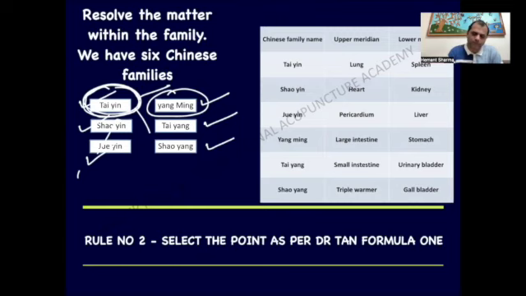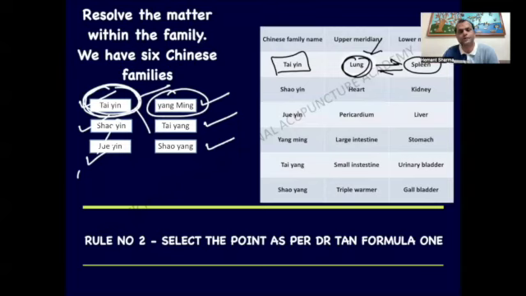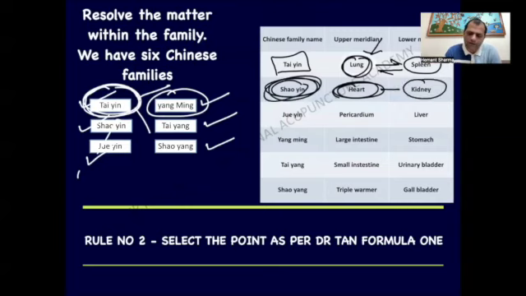So for example, someone is having a problem in the lung, right? Lung means Taiyin. We know lungs and spleen. So someone is suffering with a problem in the lung. So resolve the matter in the family only. Who will treat? Spleen will treat. We can take the support of spleen because lung and spleen are one family. Okay. Now a problem in the heart, we know. So don't take support of anyone else. Heart belongs to the Shaoyin family. Heart and kidney, both are Shaoyin. Just take the support of kidney. Kidney is within the family.